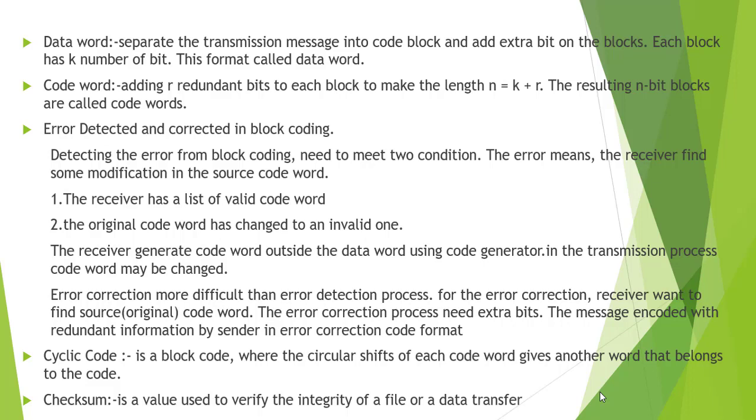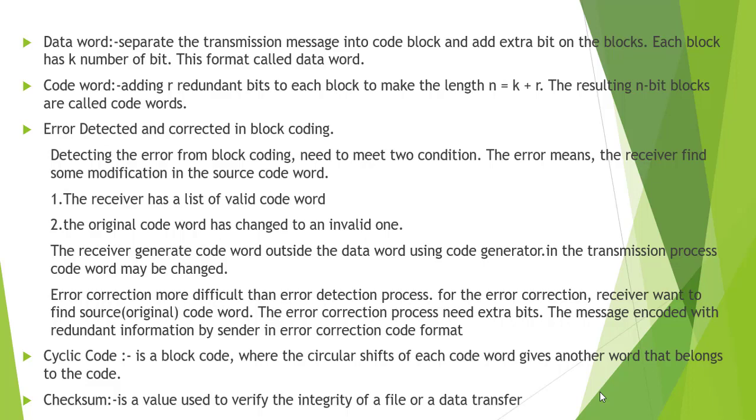Error detection and error correction in the block. Detecting errors from the block coding needs to meet two conditions. The error means the receiver finds some modification in the source word. If the conditions are met, the error is detected. The receiver has the list of valid code words and the original code word has changed to an invalid one. The receiver generates the code word from the data word using the code generator. In the transmission process the code word may be changed.